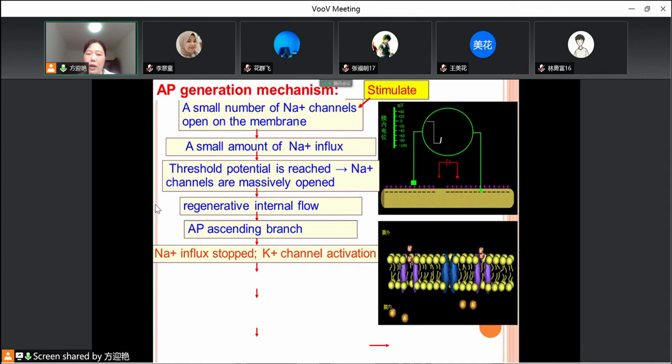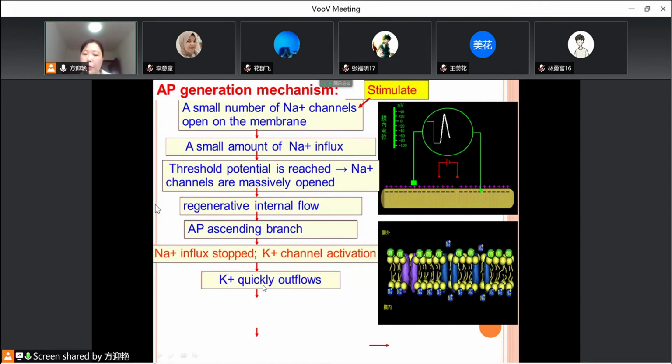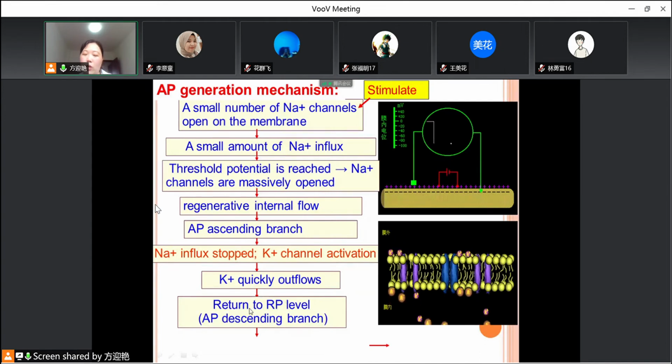Inactivation closed, and the sodium influx stopped. At the same time, during this period, the potassium channel is activated and opens. Potassium concentration is higher inside the cell than outside, so the potassium flows out quickly. The outflowing potassium carries positive charge, so the membrane potential returns to the resting potential level.